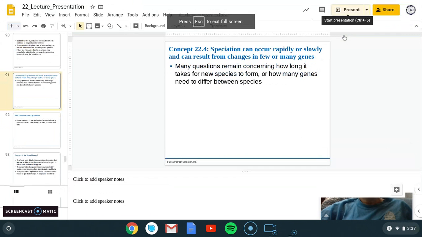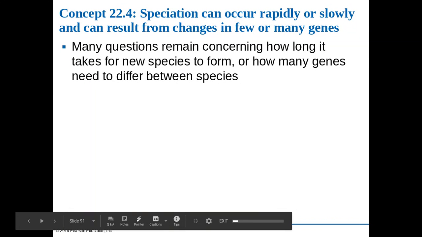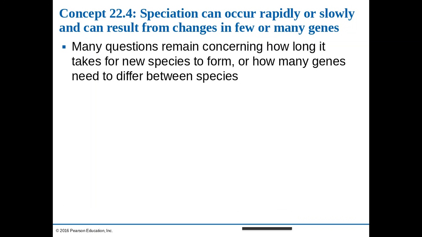Today we're going to wrap up chapter 22 by talking about how this all comes together. So all of the things that we've discussed in chapter 22, how does that result in speciation? There are a lot of questions that many people still have about how long it really takes for a new species to form, especially because we usually consider evolution to happen over a long span of time. And we also don't fully understand how many genes need to differ in order to be considered a new species.